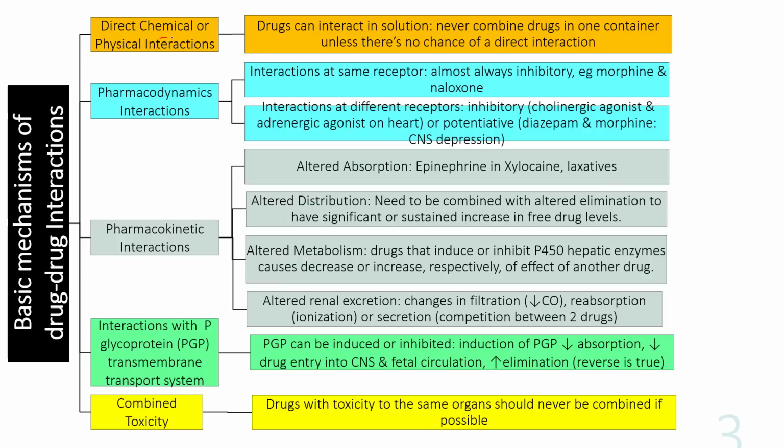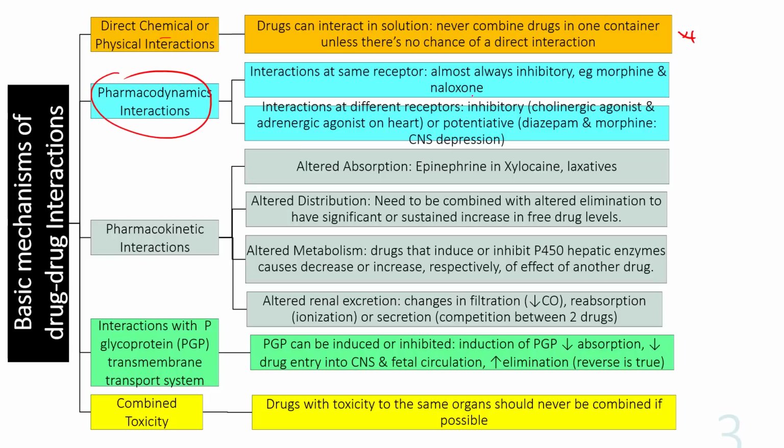So the first one is direct chemical or physical interactions, right? So drugs can interact in a solution. Never combine drugs in one container unless there's no chance of a direct interaction. So when you combine two drugs and it changes colors or it comes out of solution, there's a precipitation, you know that perhaps you shouldn't give that drug. Sometimes what happens is the drugs interact at the cellular level.